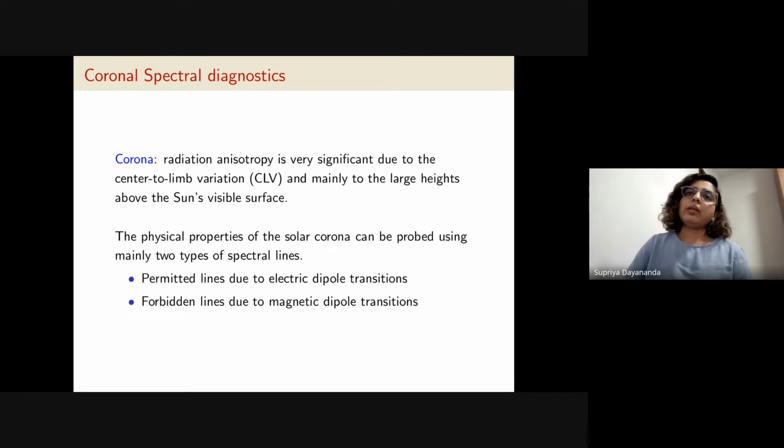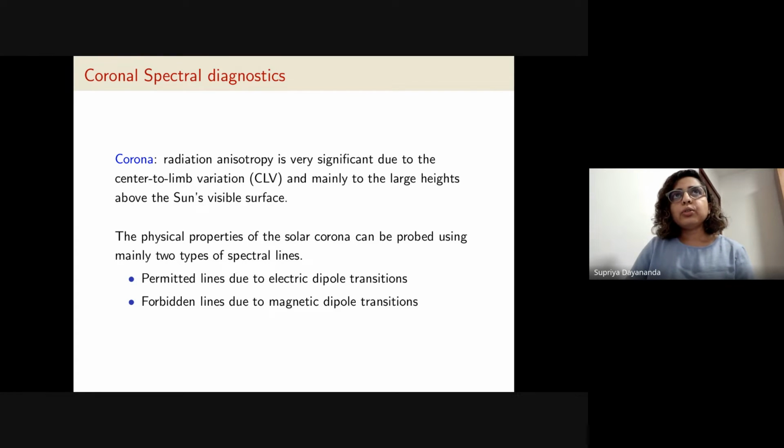One of the ways in which we can understand these magnetic fields is that they leave their signature in the coronal spectral lines by the mechanism of polarization. In the corona, the radiation anisotropy is very significant, mainly due to the center to limb variation, and also because of the large heights above the sun's visible surface.